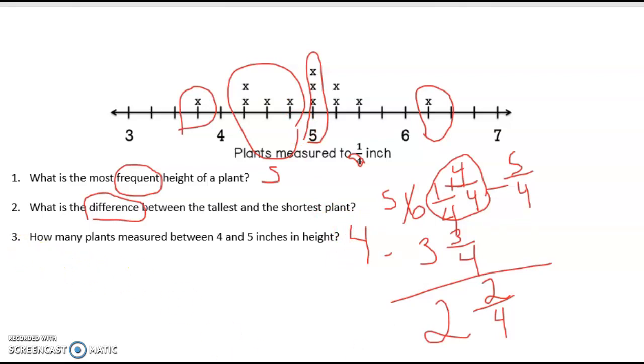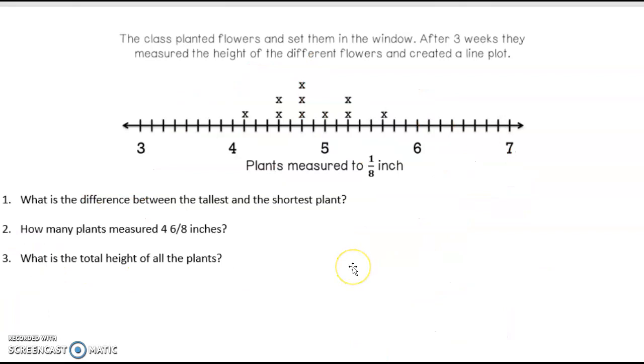Let's look at another line plot. All right, here's another line plot. Plants that measured to 1/8 of an inch. How do we know it's eighths? Because there's 8 equal pieces between the whole numbers. 1, 2, 3, 4, 5, 6, 7, 8.